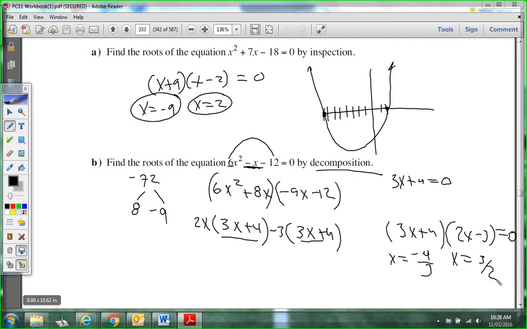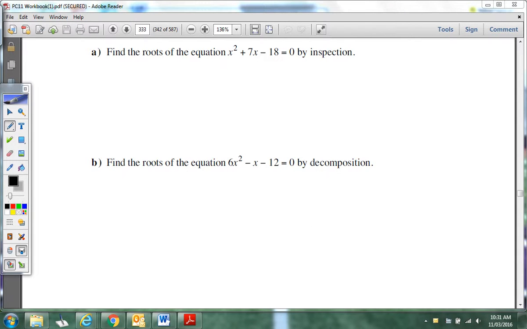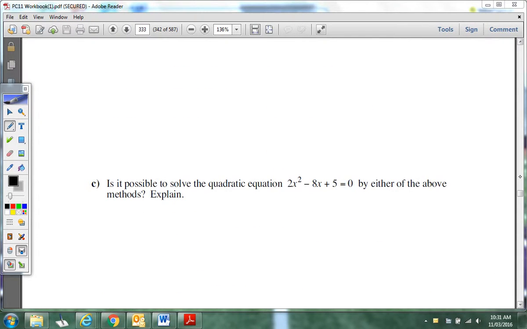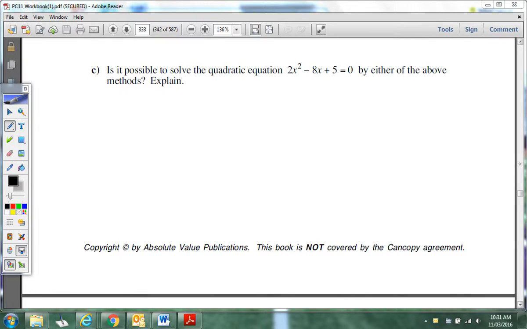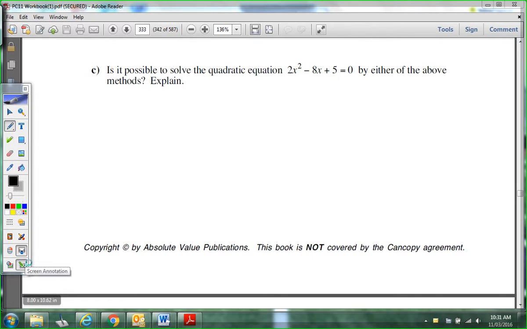Okay, so these are examples of solving when we can factor. Now we're going to look at today. This is why we're learning the quadratic formula. So this problem: is it possible to solve the quadratic equation 2x squared minus 8x plus 5 by either above methods? Explain. So we can't do inspection because inspection has to have a 1 and this is not.